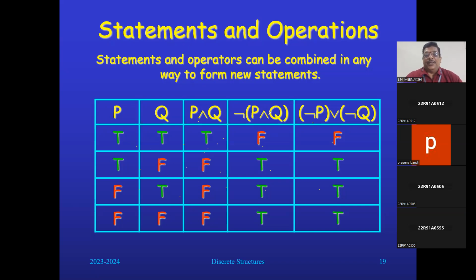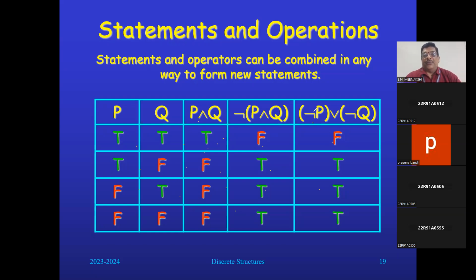So here, negation of P intersection Q. The conjunction of P and Q will be true here, then the negation will be false. If it is false, the negation will be true. If it is false, the negation will be true. Then if it is false, the negation will be true here.